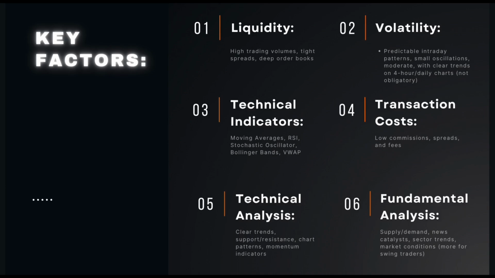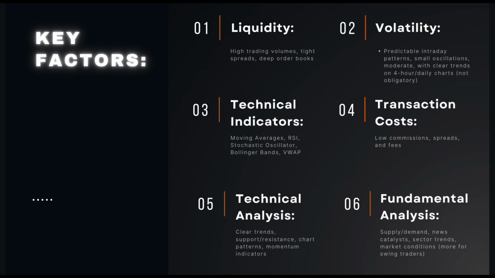Number two is volatility: predictable intraday patterns, small oscillations, moderate with clear trends on 4-hour/daily charts. Now, you don't have to be confined to the 4-hour or the daily charts. This is just something I recommend when analyzing the asset, right? So I usually like to start off with the 4-hour, and then sometimes I'll work my way up to the daily, or sometimes I'll just start with the daily and just stay there. But every now and then I'll use different time frames, so I'll explain that as well in the examples.